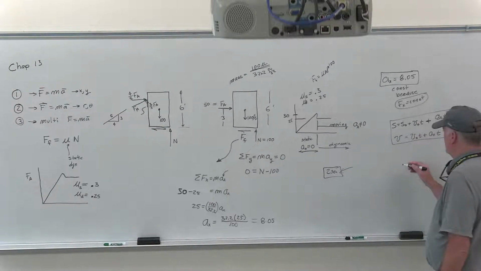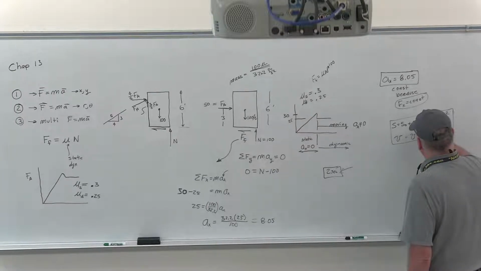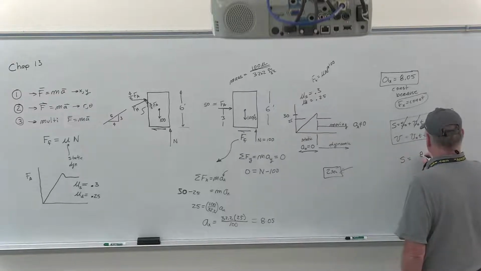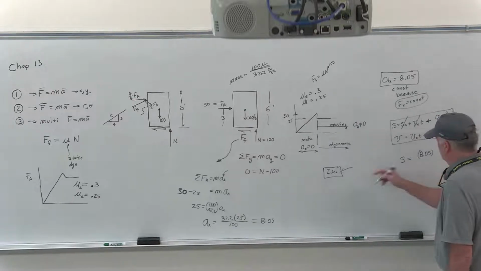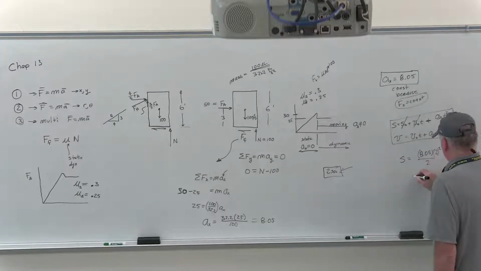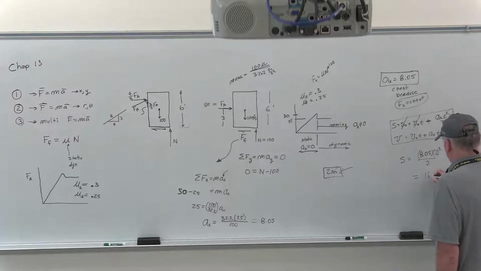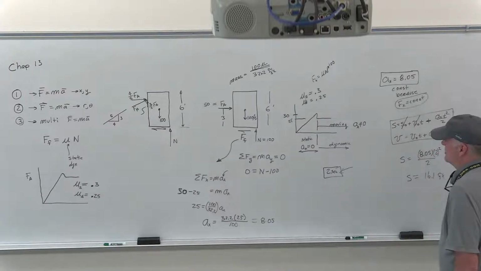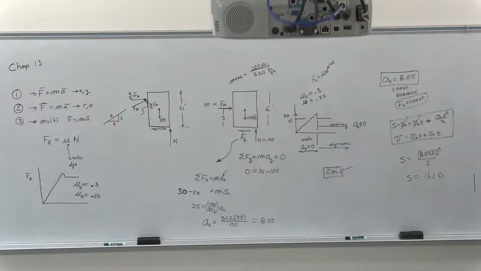But in this case, if you started with velocity 0, the position would just be 8.05 times t squared over 2, which for 2 seconds is roughly 16.1 feet. That's quite a bit. So if I didn't do anything wrong, that's it.